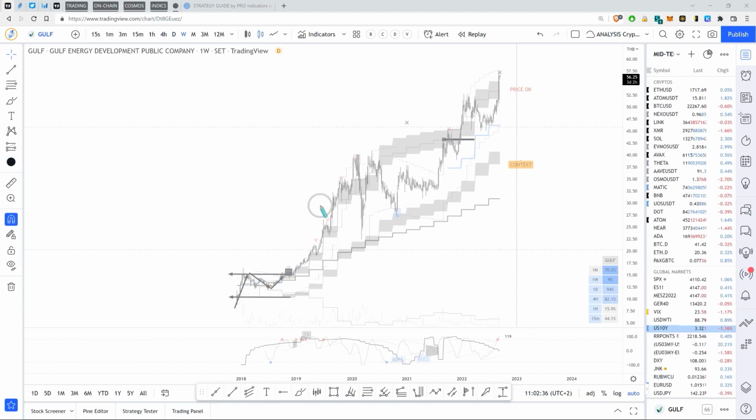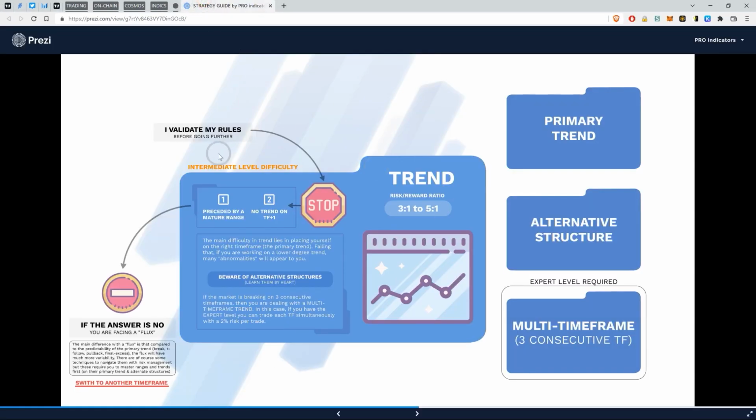Okay, so we can answer all the questions. We know that this is the primary trend. Okay, so we're in the good thing. This is the primary trend structure. We've answered both of our questions. We're in the right time frame. So right now we know that we can open all of these subfolders trying to figure out which one it is. Though expert level is required for the multi-time frame, so we're not going to do these ones anyway, okay?